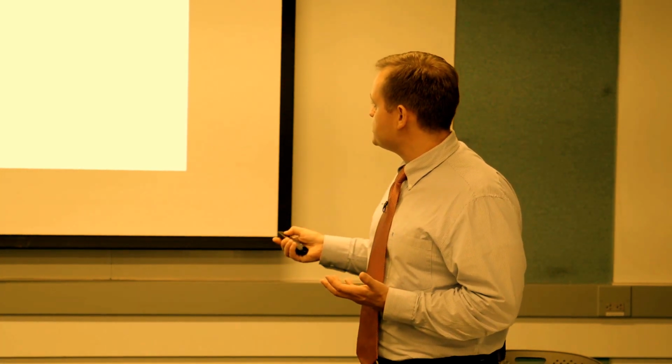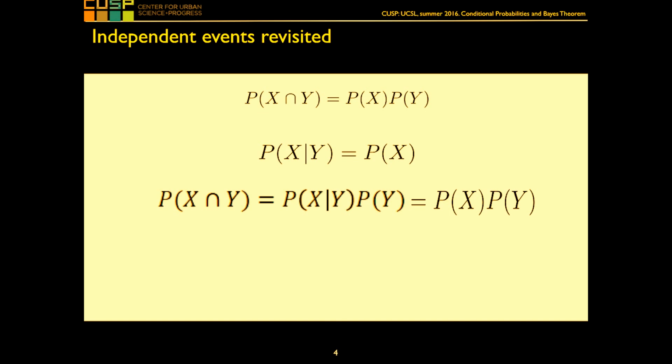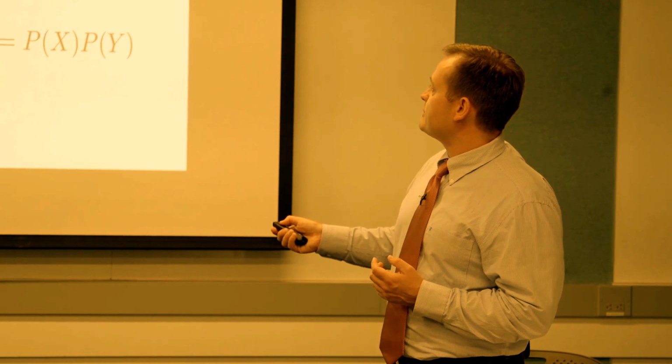And now if we stick with this definition, what it means is that from the previous rule, the probability of the intersection of two events, the probability of both events happening at the same time, is the conditional probability of x conditional on y multiplied by the probability of y. In this new setting, if x is independent of y, this conditional probability is the same as the probability of x. So what we end up with is, again, this first formula. So from the second definition, we have the first definition follow.